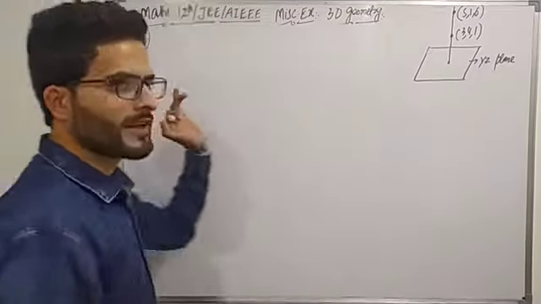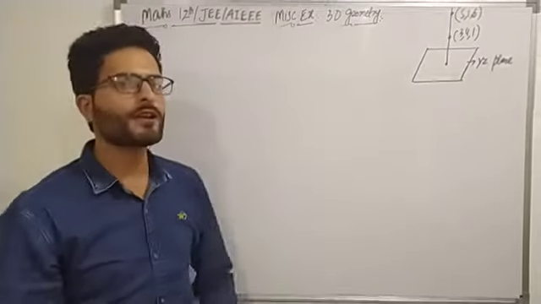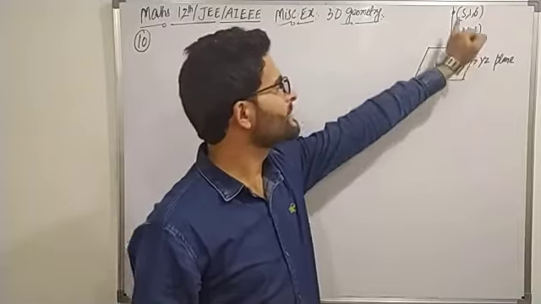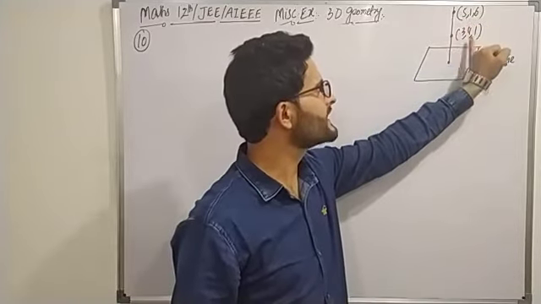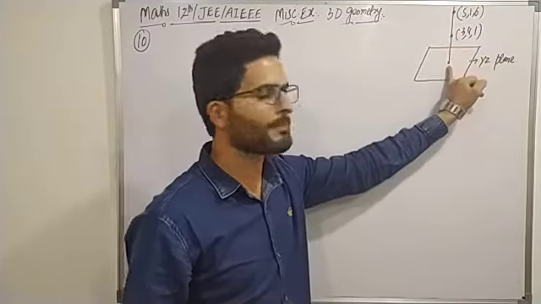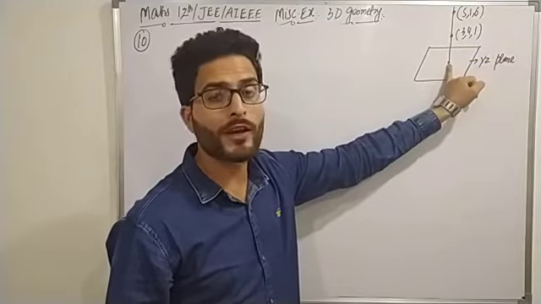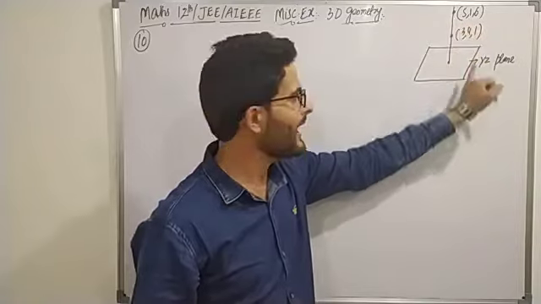Now we are on question number 10 of the miscellaneous exercise, and in that question we have a YZ plane and a line passing through 2 points 5, 1, 6 and 3, 4, 1, which intersects the plane at some point, and we need to find the coordinates of that point of intersection of a line and a plane.